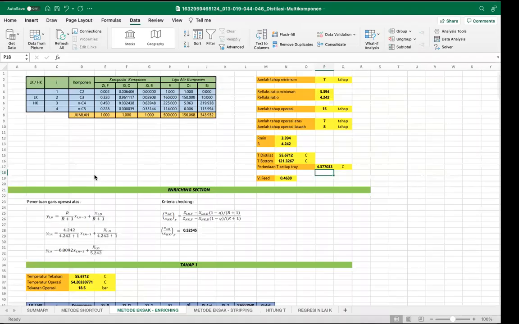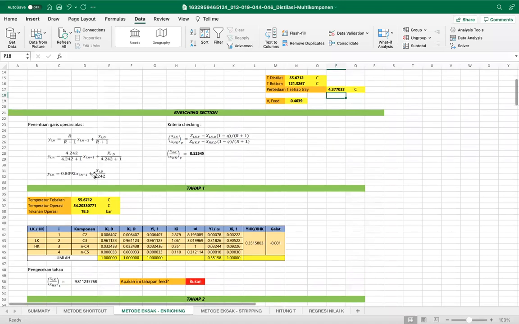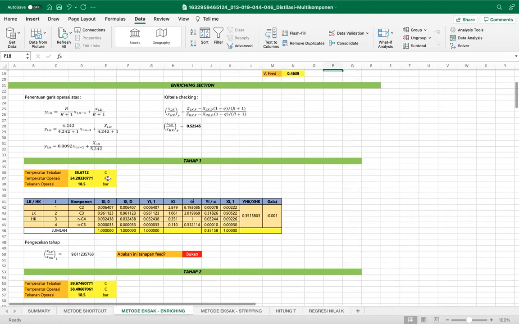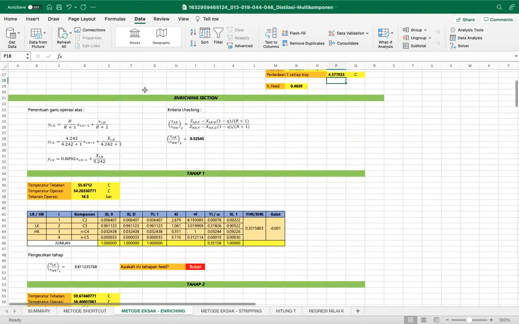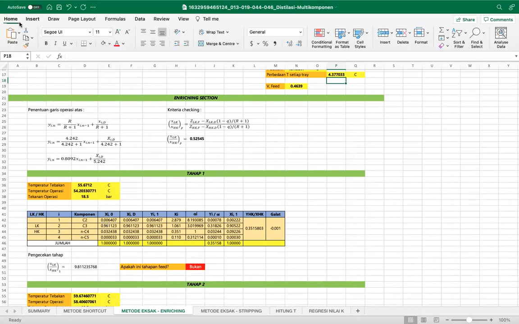Okay, and after that we still have 7 minutes left, so I'm just going to explain the first stage. Here in the enriching section, we know the operating line, also the upper operating line, and we also know the checking. So first, the one that we know is the XD.